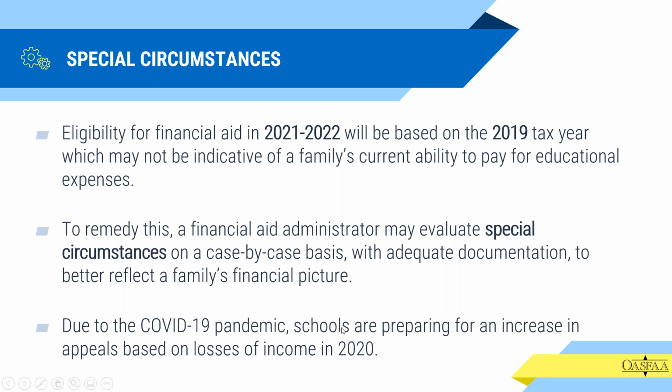So if they're looking at three different schools and they want to know how this is going to affect them in receiving financial aid at that school, they would have to do this process with each of those schools.